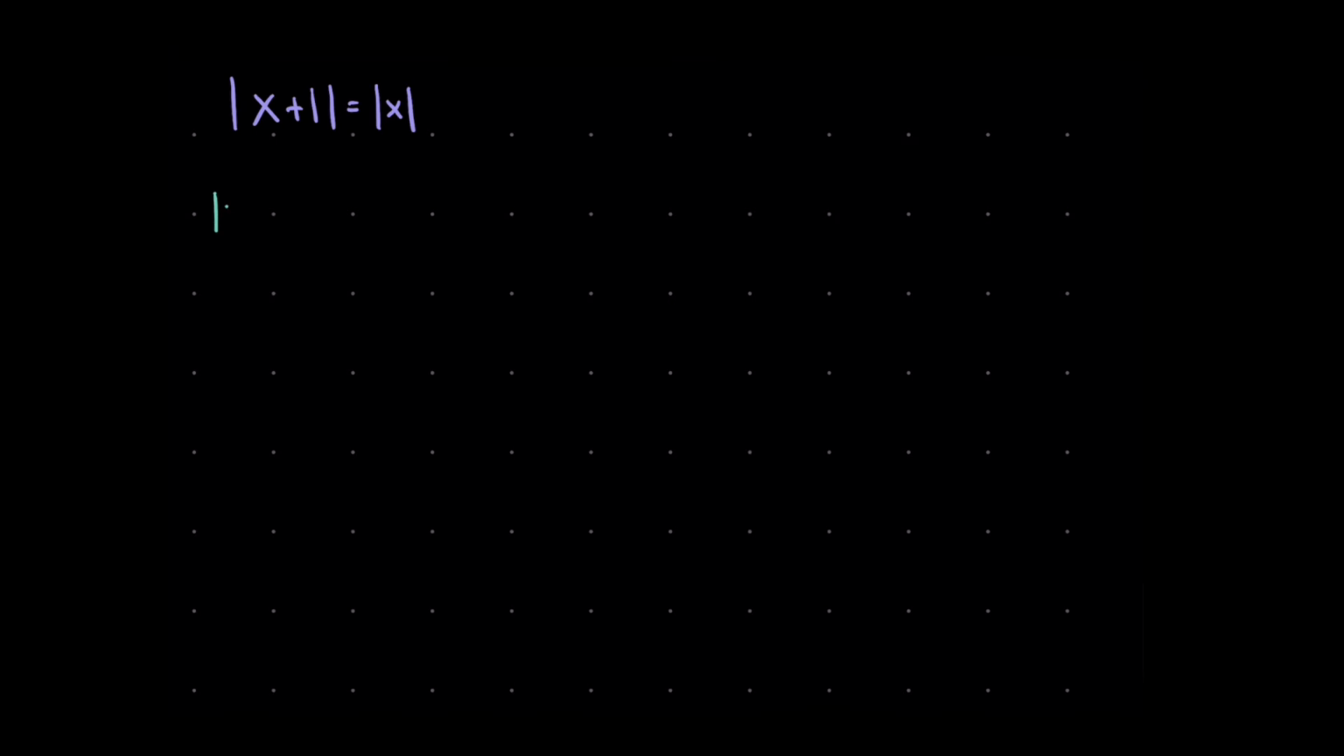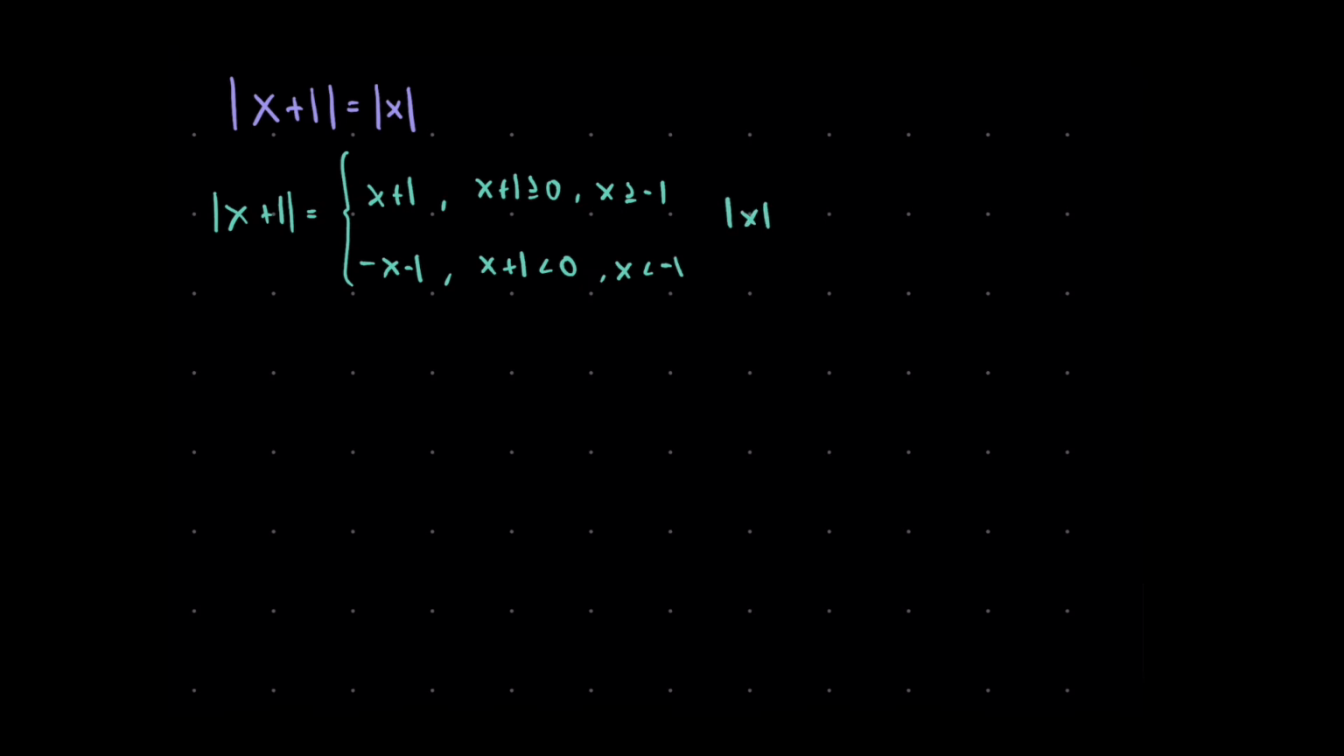First, we start off by saying the absolute value of x plus 1 is equal to x plus 1 when x plus 1 is greater than or equal to 0, or when x is greater than or equal to -1, and it's equal to minus (x plus 1) when x plus 1 is less than 0, or when x is less than -1. On the right hand side, the absolute value of x is equal to x when x is greater than or equal to 0, that's pretty straightforward, or -x when x is less than 0.